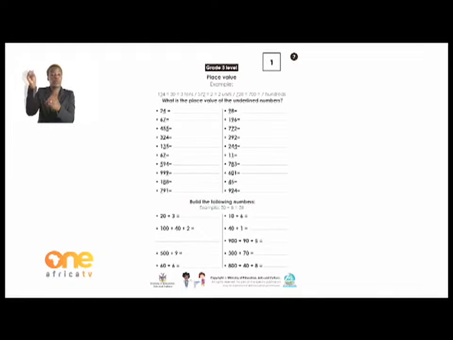You remove the 0 and then you write the 1 and the 6 next to each other to make 16. Now that is a very nice and simple activity for you. I hope you will enjoy doing that.